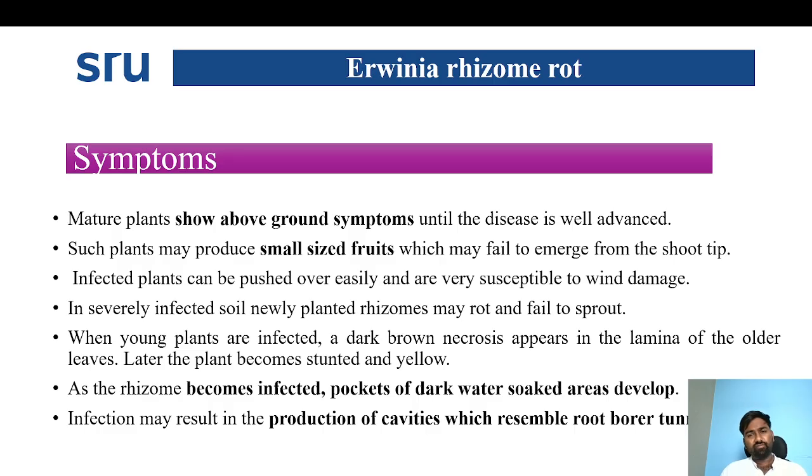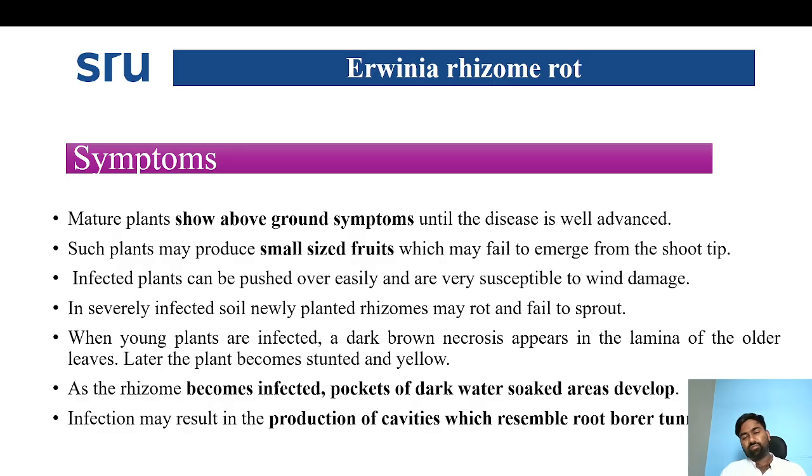Coming to the symptoms of Erwinia rhizome rot or tip over disease in banana, mature plants show above ground symptoms only when the disease is well advanced. Such plants may produce small fruits which fail to emerge from the shoot tip. Infected plants can be pushed over easily. We can pull the infected plant easily because it is very susceptible to wind damage and has a very scanty root system. In severely infected soil, newly planted rhizomes may rot and fail to sprout. When young plants are infected, dark brown necrosis appears on the lamina of the older leaves and later the plant becomes stunted with a yellow coloration.